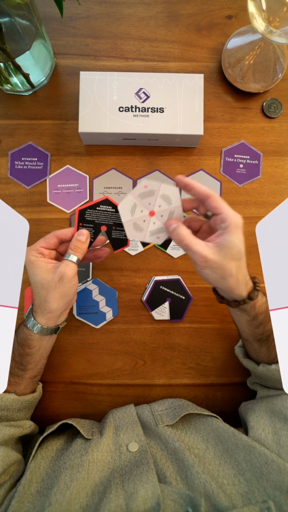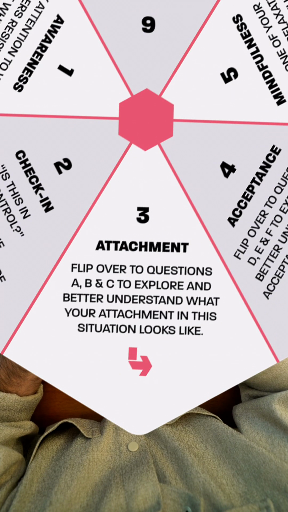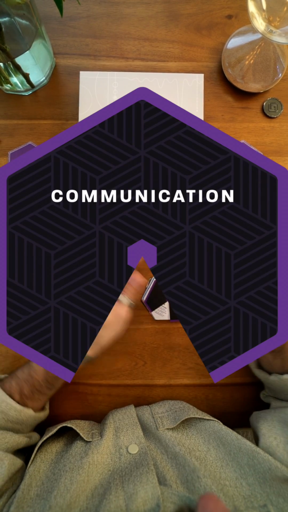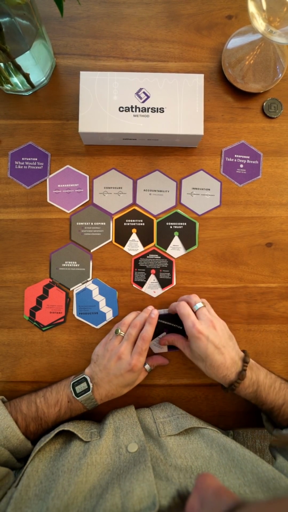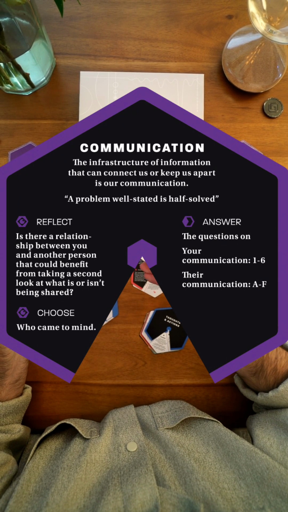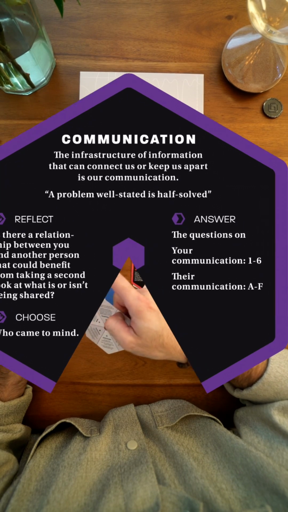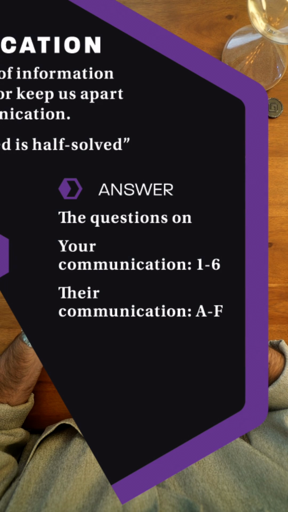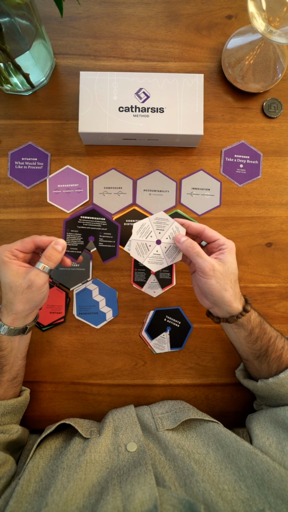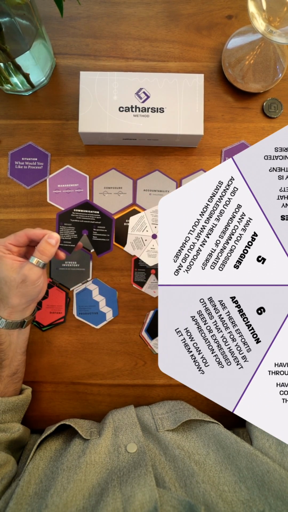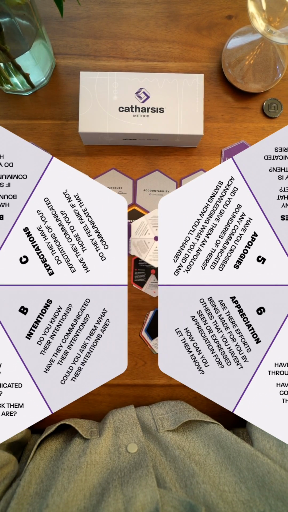And as you move through, each time you see a little arrow at the bottom of a section, that's telling you to flip to the other side of that card. Challenge 4 is communication. You want to think about someone in the situation you've chosen to process who comes to mind. Someone you'd like to reflect on, and whether your communication with that person or their communication with you could use some examination. Based on your answer, you'll either do the questions 1 through 6 on one side of the bottom card or A through F on the other.